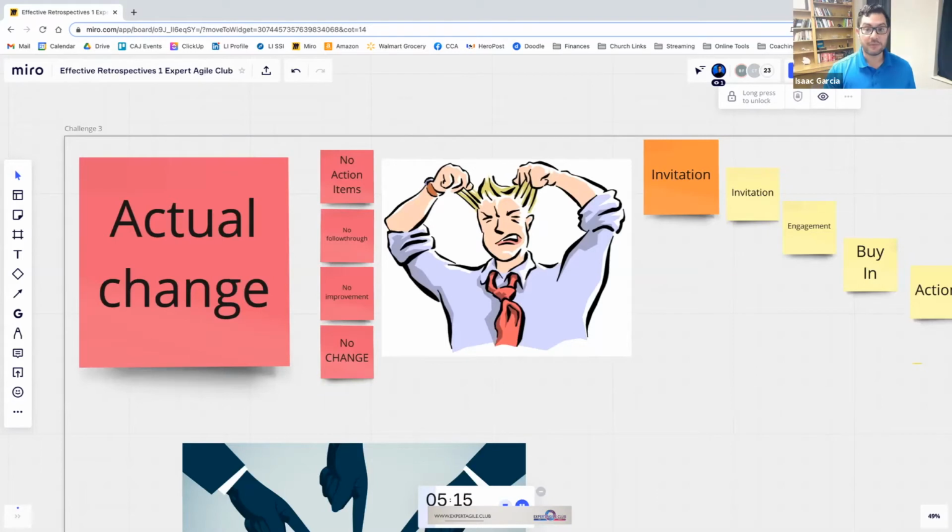No follow through. We have action items. There's 10 of them right there, but nothing ever gets done on those action items. How do we get them to follow through with them? Or no improvement. We try things, but we never get any better. It just stays the same. Nothing improves. It's this no change down here.